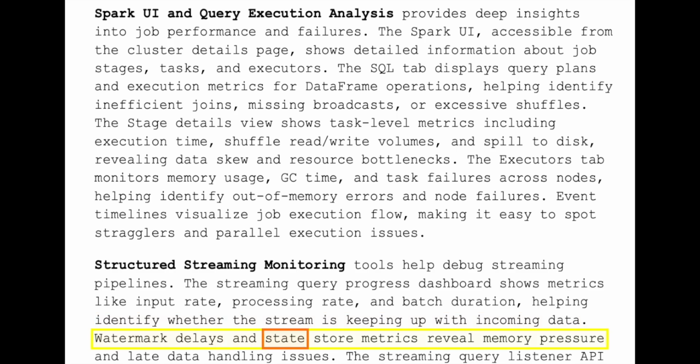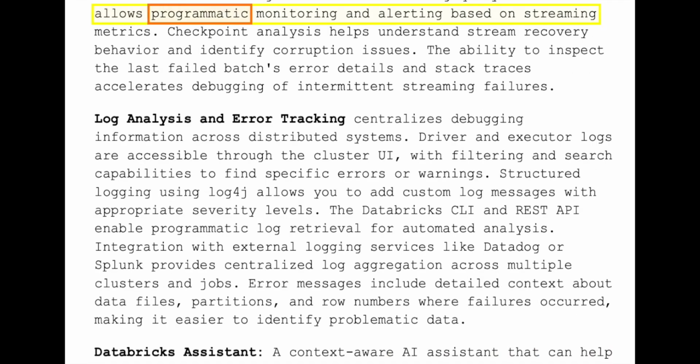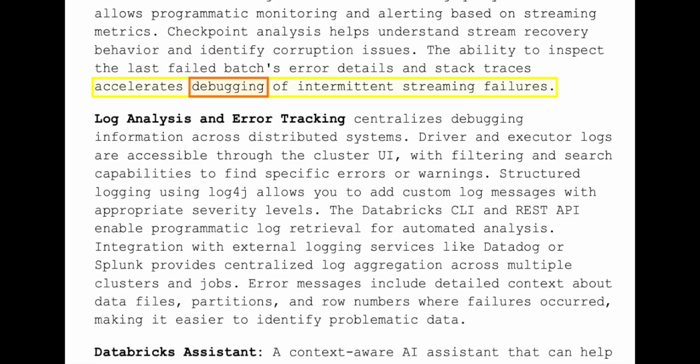Watermark delays and state store metrics reveal memory pressure and late data handling issues. The Streaming Query Listener API allows programmatic monitoring and alerting based on streaming metrics. Checkpoint analysis helps understand stream recovery behavior and identify corruption issues. The ability to inspect the last failed batch's error details and stack traces accelerates debugging of intermittent streaming failures.